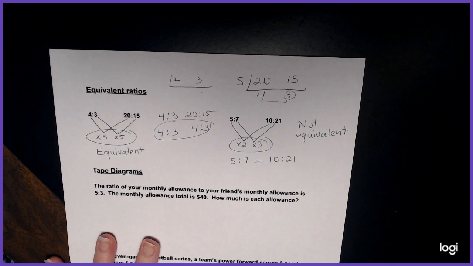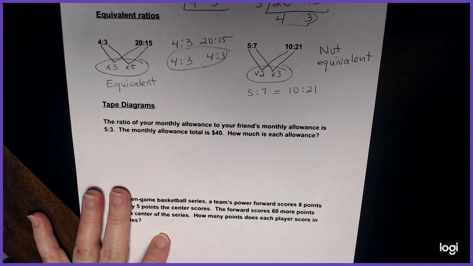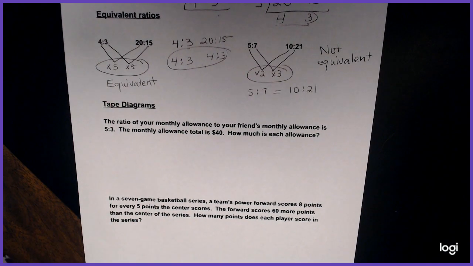Okay. All right, one more review thing here, and that is on tape diagrams. Let's see what you remember of tape diagrams. It says here the ratio of your monthly allowance to your friend's monthly allowance is 5 to 3. The monthly allowance total is $40. How much is each allowance?